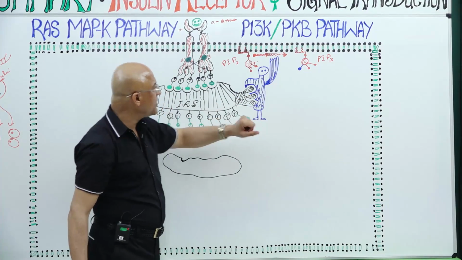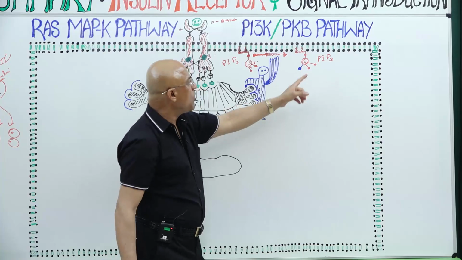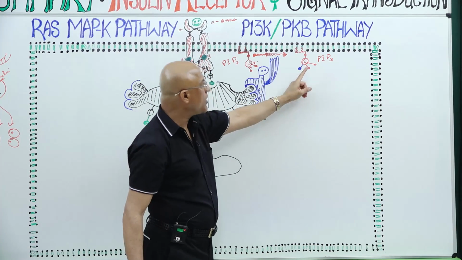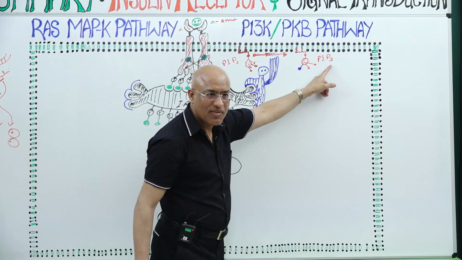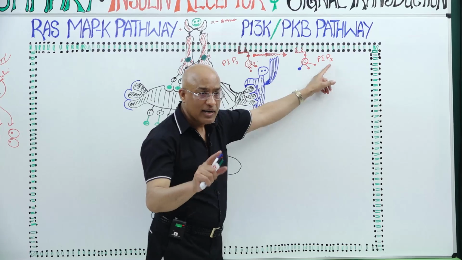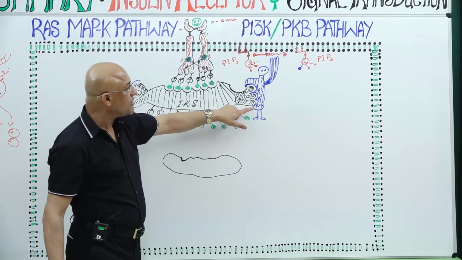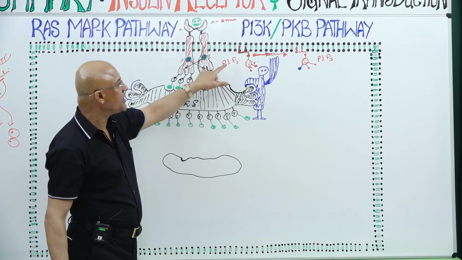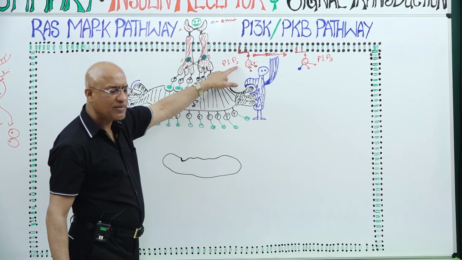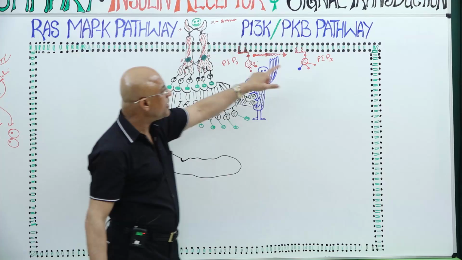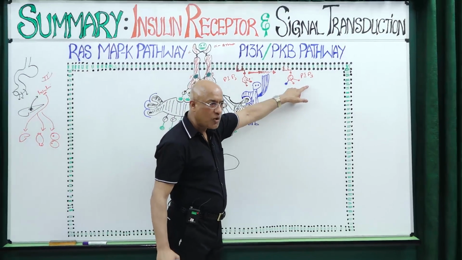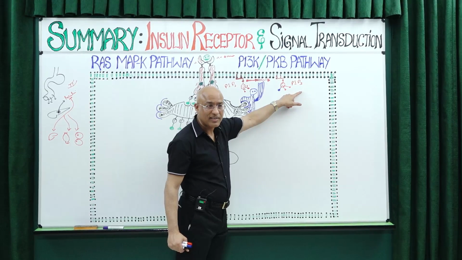So we will call this product phosphatidyl inositol 3,4,5 trisphosphate. Is that right? Is it clear? So what is the function of this enzyme? This enzyme converts phosphatidyl inositol 4,5 bisphosphate into phosphatidyl inositol 3,4,5 trisphosphate. Is that right?